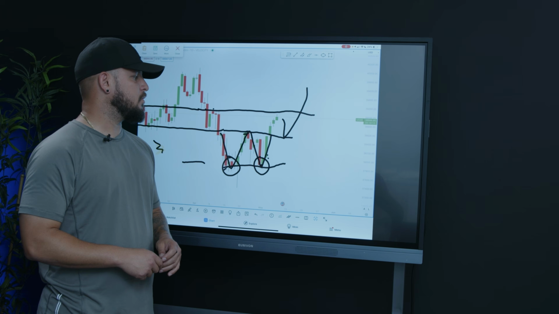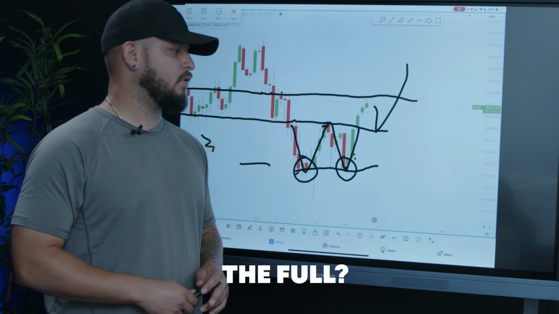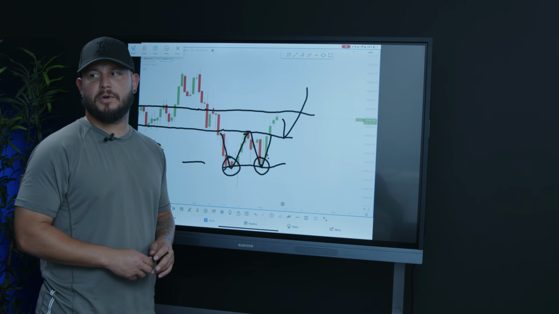If you're trying to capture the move, which one should you settle with? The full or the partial? I mean, the full? No, the partial. Why the partial?